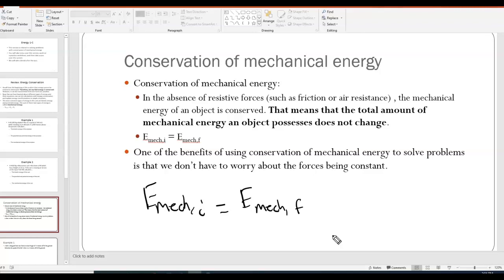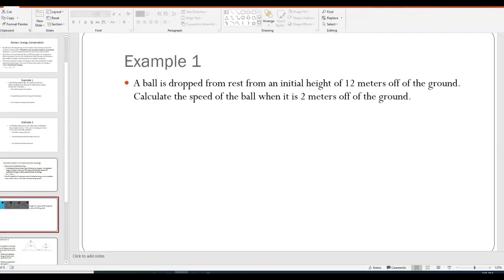Okay, so we're going to use this equation, our conservation of mechanical energy equation, but we're also going to use the definition of mechanical energy, which we've been using in the last two examples. It's kinetic energy plus potential energy. So let's see what problems look like with conservation of mechanical energy. Again, this is the last thing in this unit, but it's also probably the most difficult calculation-wise, so pay close attention. So let's start with example 1.